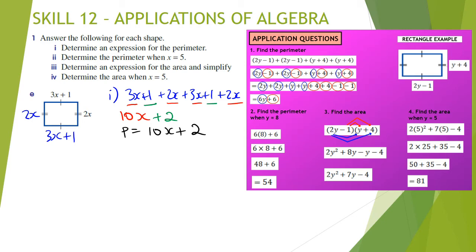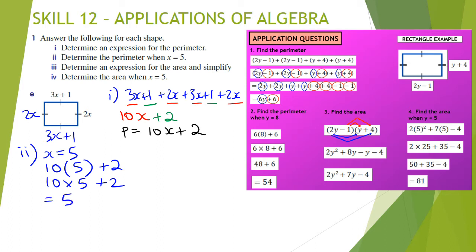If we then do the perimeter when x equals 5, so part 2, when x equals 5, we write our expression 10 open bracket 5 plus 2, which is the same as 10 times 5 plus 2, which would give an answer of 52. We don't have any units again in this question.